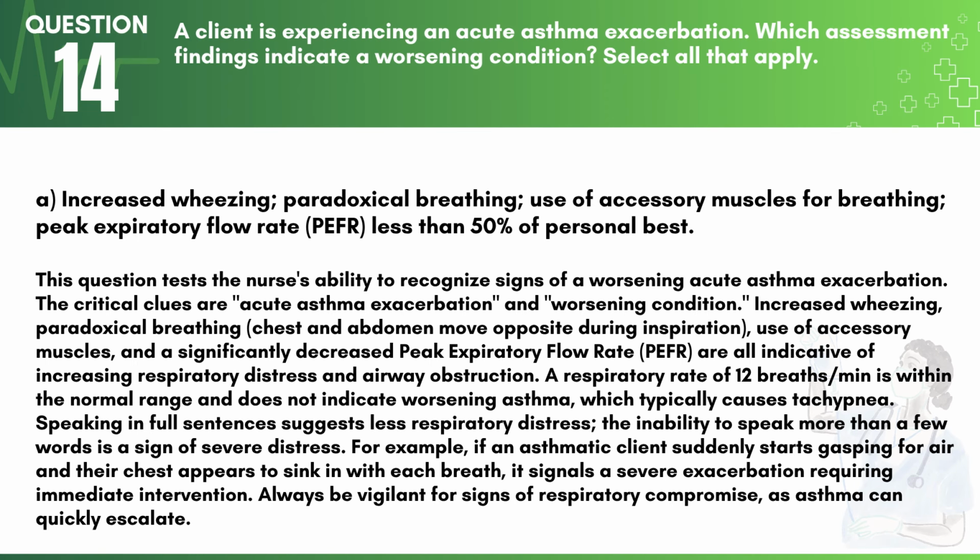Answer. Increased wheezing, paradoxical breathing, use of accessory muscles for breathing, peak expiratory flow rate, PEFR, less than 50% of personal best. This question tests the nurse's ability to recognize signs of a worsening acute asthma exacerbation. The critical clues are acute asthma exacerbation and worsening condition. Increased wheezing, paradoxical breathing, chest and abdomen move opposite during inspiration, use of accessory muscles, and a significantly decreased peak expiratory flow rate, PEFR, are all indicative of increasing respiratory distress and airway obstruction.